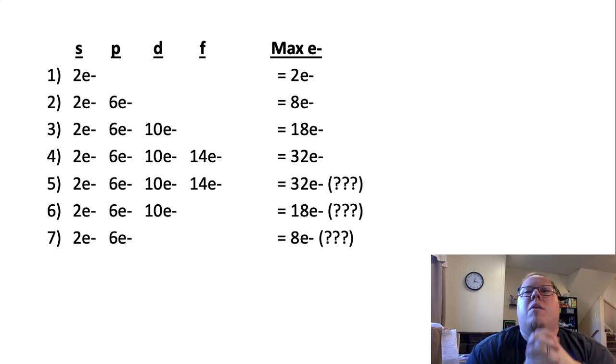Okay, so in the first level, we have 2 electrons. Second, we're going to get 2 and then 6. Third, we're going to get 2, 6, and 10. Fourth, we're going to get 2, 6, 10, and 14. Fifth, we're going to get 2, 6, 10, 14, and possibly more, but we don't have anything big enough. 6, we're going to get 2, 6, 10, 14, and possibly more, but we don't have anything big enough to go past the 10 there. The 7th, we're going to get 2 and 6, and possibly more after that if we have bigger elements.